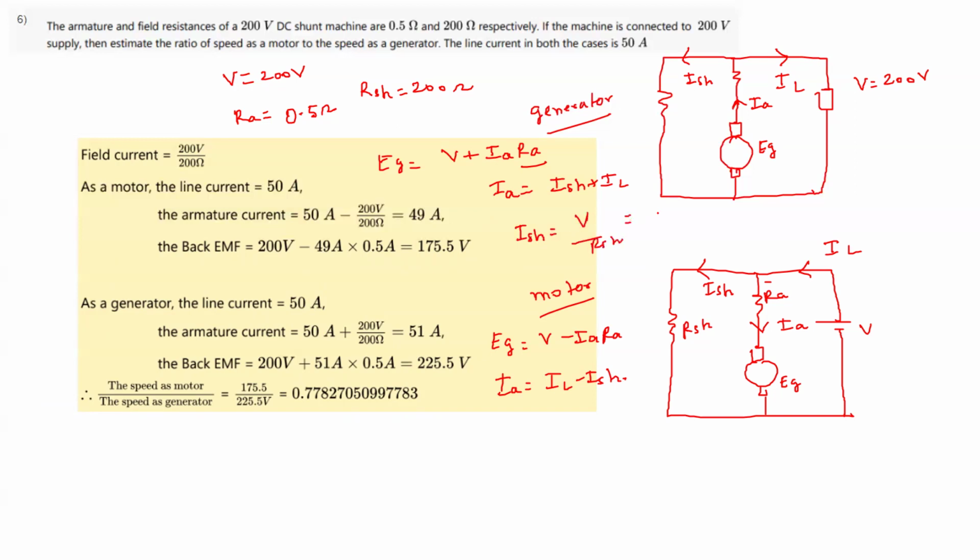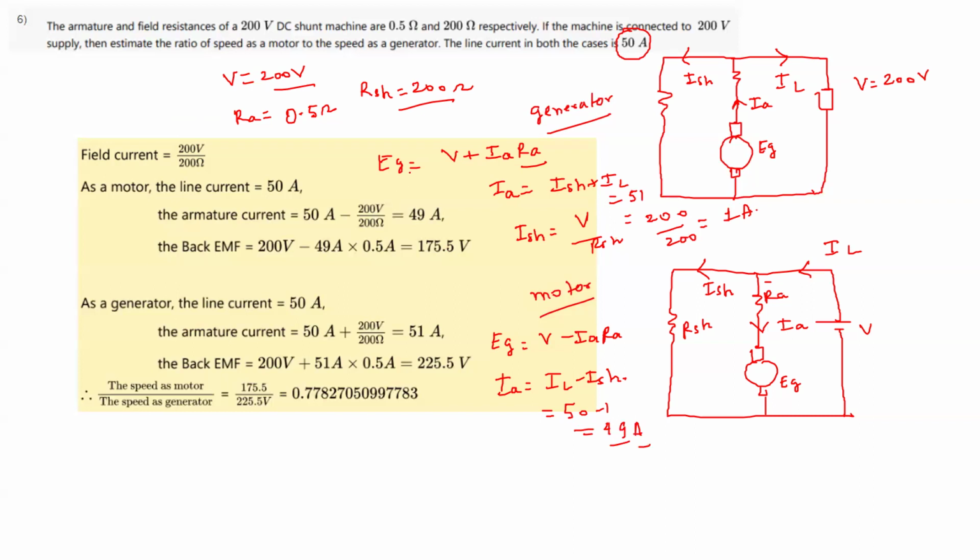So this is 200 by 200, because V is 200 volt and RSH is 200, this is 1 ampere. So what is the line current? Line current in both the cases is 50. So in the case of generator, IA is 51, and in the motor case it is 49. Now we just have to write these equations.